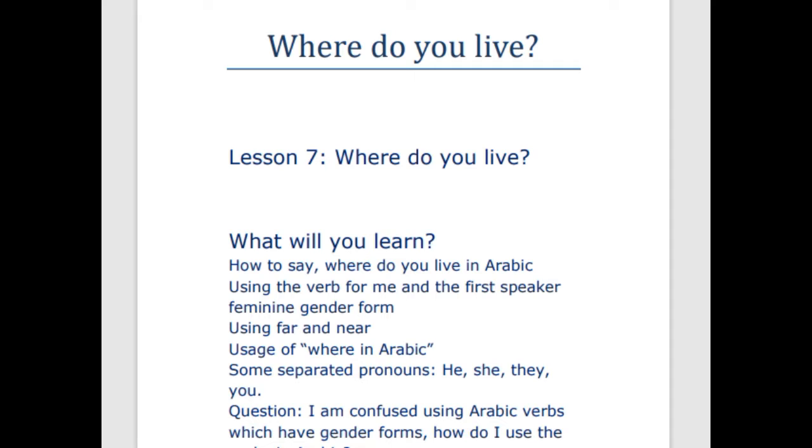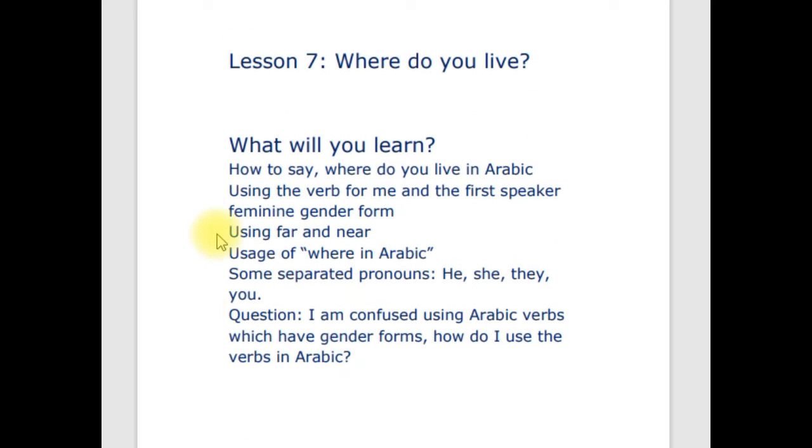Welcome to Lesson 7. Where do you live? What will you learn? How to say where do you live in Arabic using the verb for me and the first speaker, feminine gender form, using far and near, usage of where in Arabic, some separated pronouns he, she, they, and you. Question: I am confused using Arabic verbs which have gender forms. How do I use the verbs in Arabic? Let's move on into the lesson.